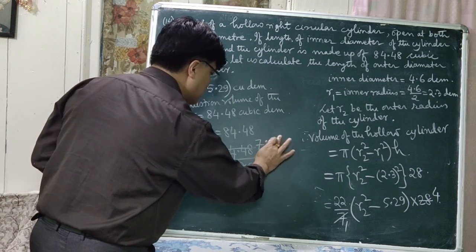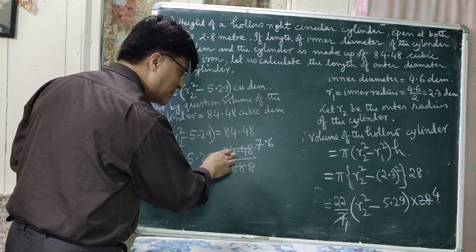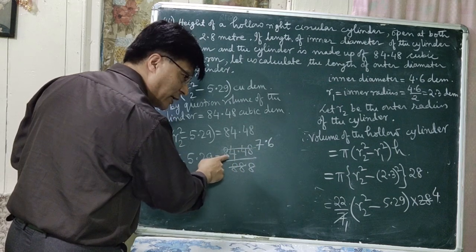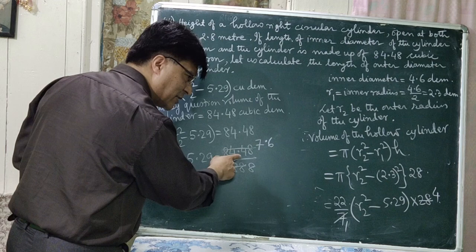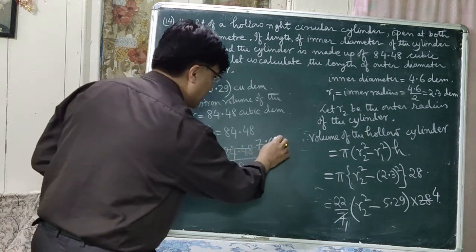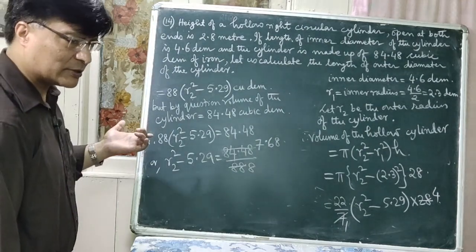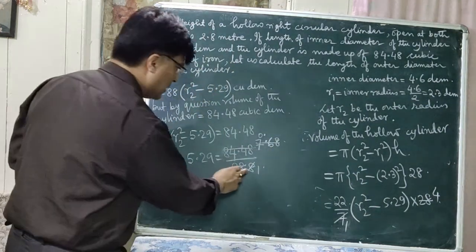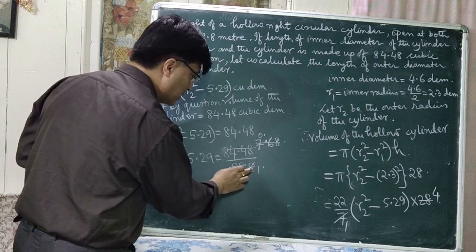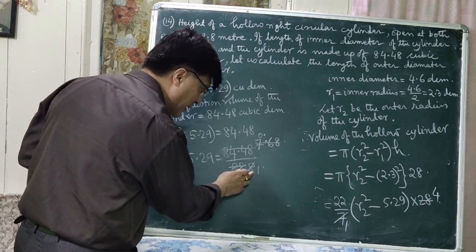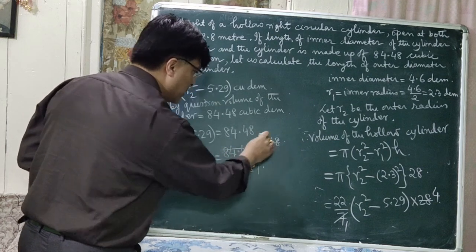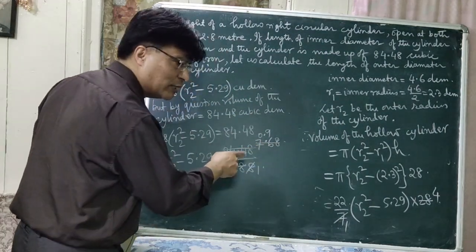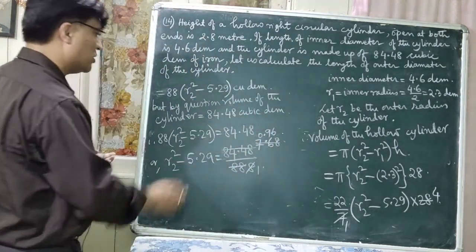So 11 6s are 66. So 74, 11 7s are 77, right? So 84 minus 77 is 7, 74, 11 6 is 66. So 74 minus 66 is 8, 88, 11 8 is 88. I think you have understood it. Again, you can cancel it by 8. 8 ones are 8, 7 is 0, point, 8 ones are 8. This is 0.7, 76, 8 nines are 72. So 76 minus 72 is 4, 48. 8 6s are 48.